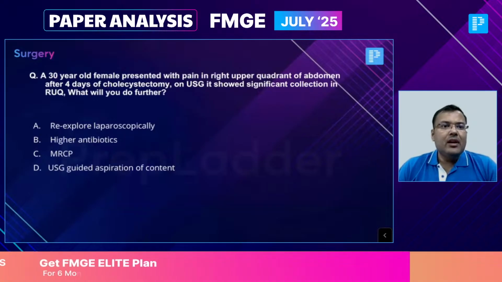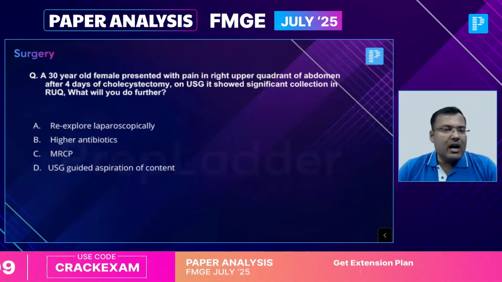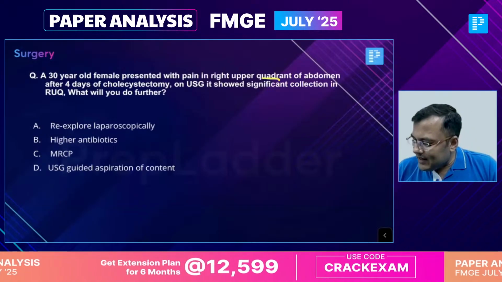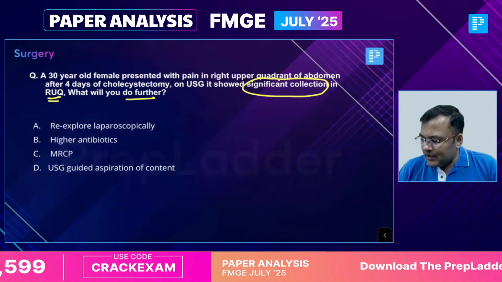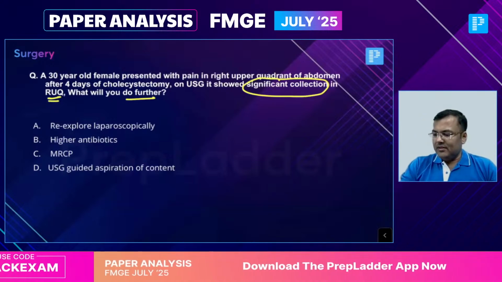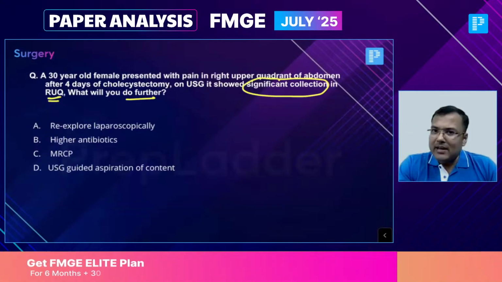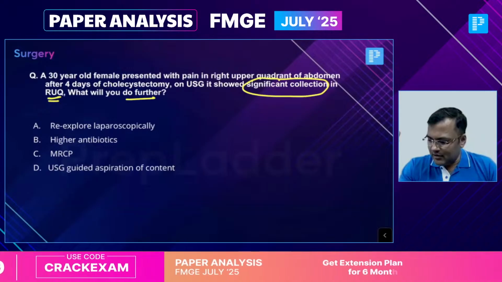Easiest question. A 30 years old female presented with pain in the right upper quadrant of the abdomen. After 4 days of cholecystectomy, on ultrasound there is a significant collection in the right upper quadrant. What will you do further? Tell me. Let me tell you, this question has come many times. It was asked in FMG also, NEET PG also, INICET also.